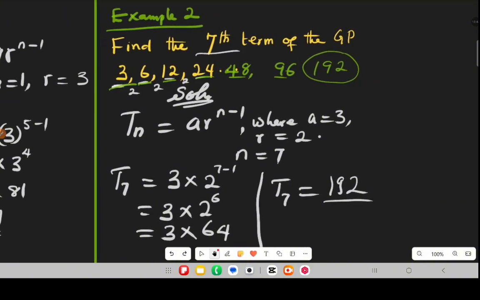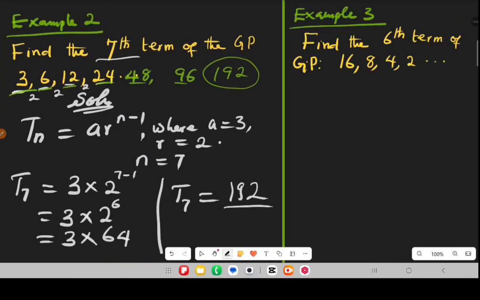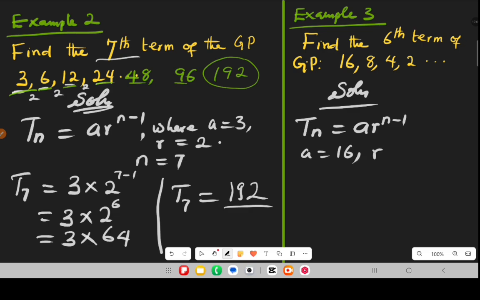Now we proceed to example 3. Find the nth term of the GP 16, 8, 4, 2, and so on. Solution: we use the formula for finding the nth term of a sequence, which is Tn equals ar raised to the power of n minus 1. If we look at this sequence, it is a decreasing sequence. The first term is a equals 16. And r is the common ratio, meaning the preceding term divided by the first term.